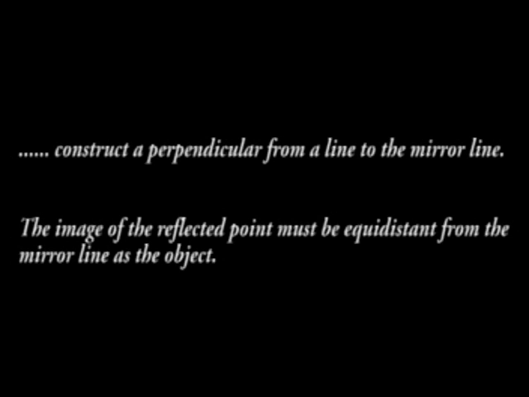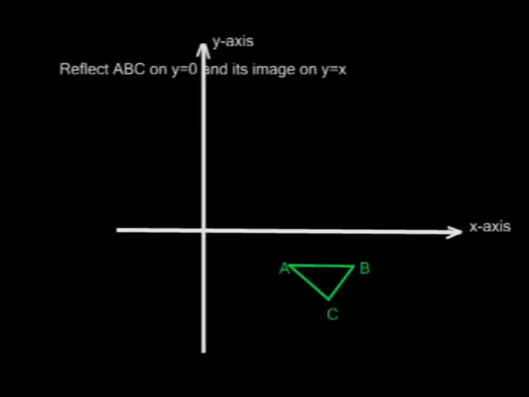For example, reflect the triangle ABC on the line y = 0 and reflect the image A', B', C' on the line y = x. So I want to reflect the triangle ABC twice, and the first mirror line is the line y = 0. The line y = 0 is the x-axis.